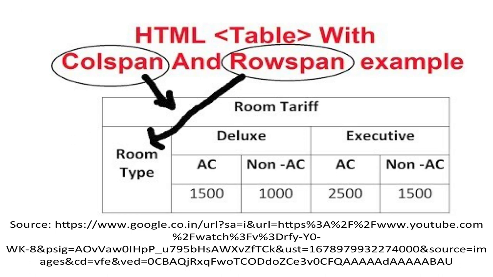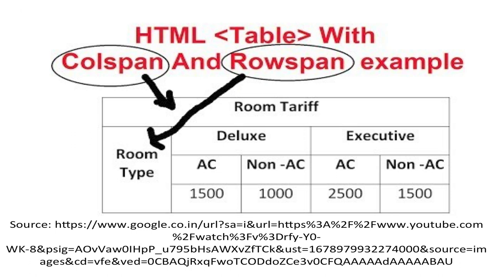The first column is room type, the second column is deluxe, and the third column is executive. Further, the deluxe column is divided into AC and non-AC, and the executive column is also divided into AC and non-AC. This is called colspan, meaning a column is divided. Initially in row 1 we have only a single column, but in row 2 we have three different columns, and in row 4 we have five different columns. So we are dividing the columns into different sub columns. This is called colspan.